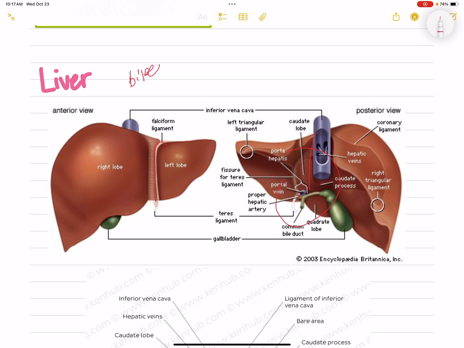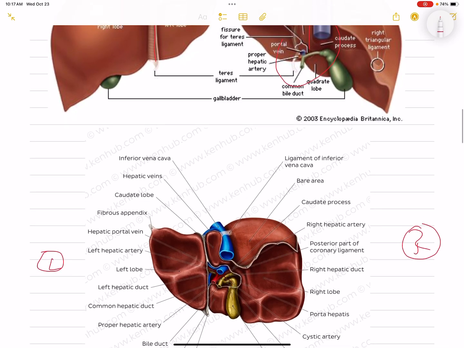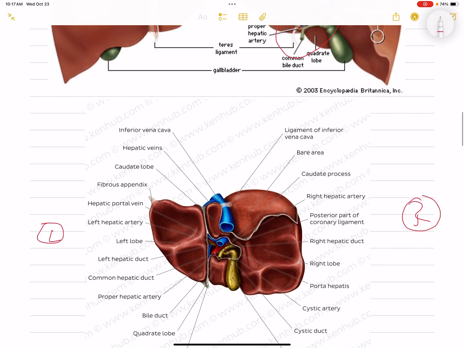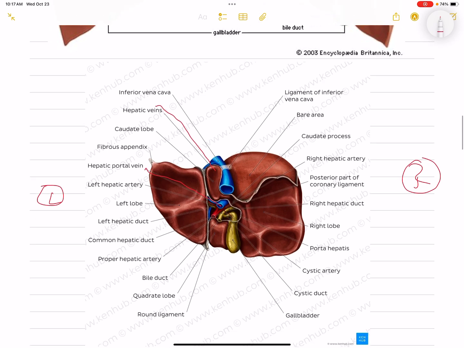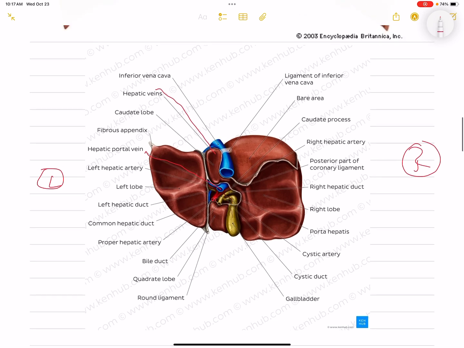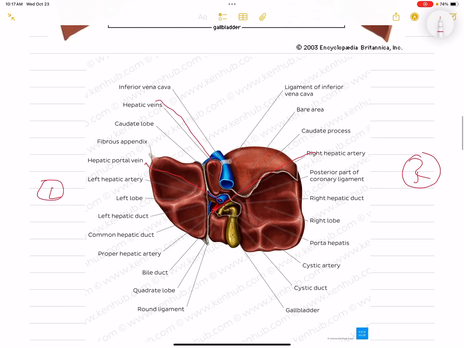Okay, kita may mga hepatic veins. Ang hepatic veins, hepatic portal vein, and the hepatic artery naton ang red. The right hepatic artery and the left hepatic artery. Okay?